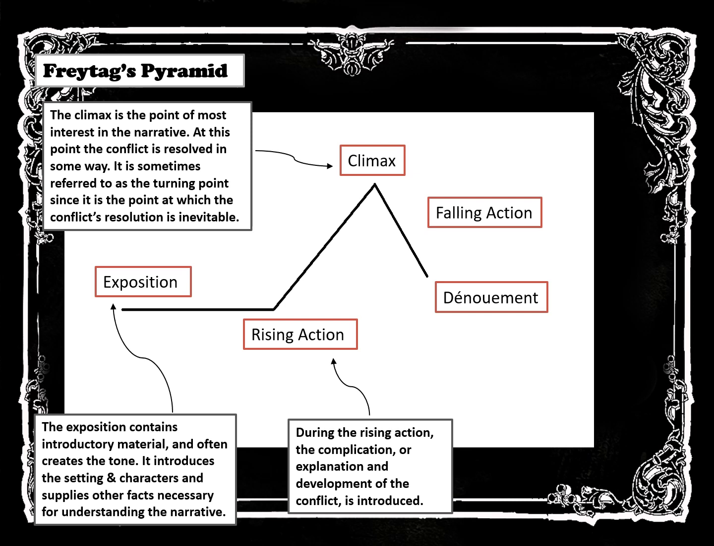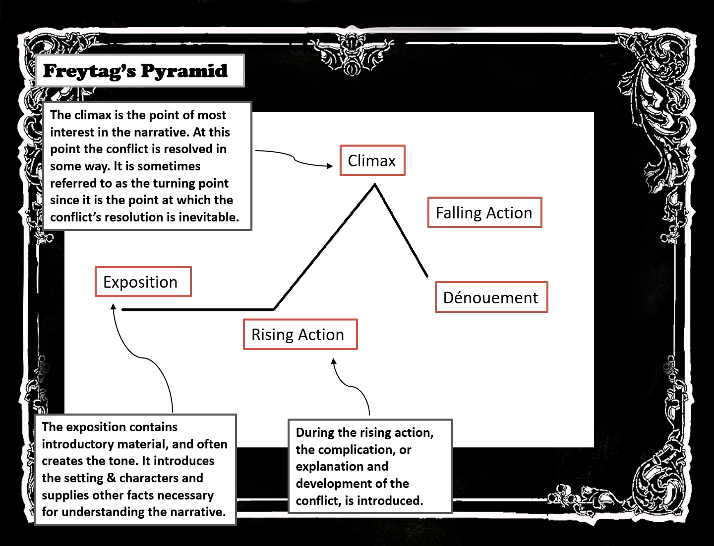So basically, by the time we reach the climax, there's only one way that the remainder of the story can go, if it's a good short story, based on all that has happened up to that point, right? So the climax, point of most interest, the conflict is resolved, and it's the turning point. It's the point at which there's only one way that the story can end up.